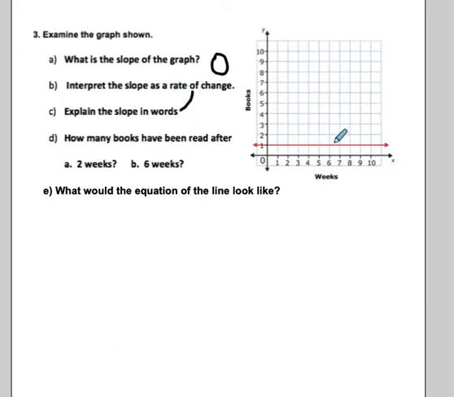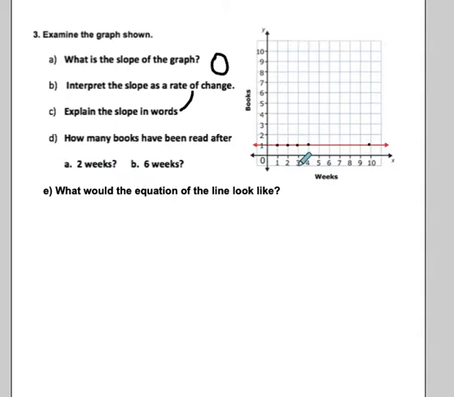As the weeks go on, the number of books that I have read is still 1. I haven't read any more books or any less books. You can't unread a book. I have only read 1 book. After 1 week, 1 book. After 2 weeks, 1 book. After 3 weeks, 1 book. 4 weeks, 1 book. Right, and after 10 weeks, 1 book. So my slope is 0 books read after any amount of weeks.